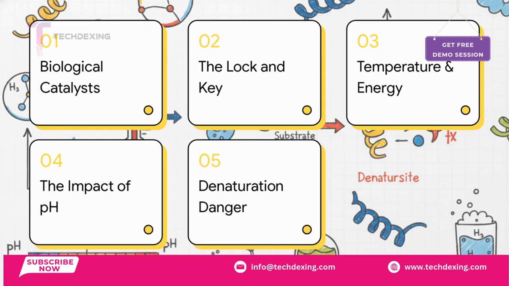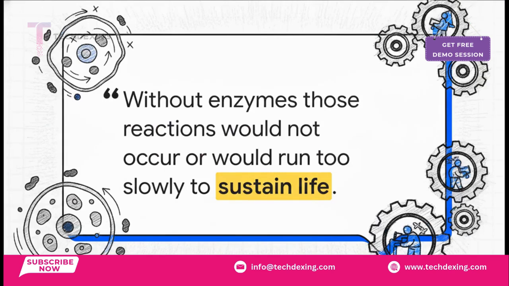We'll start with the biological catalysts, then unpack the lock and key mechanism. After that, we'll explore temperature and kinetic energy, look at the impact of pH, and finally discuss the danger of denaturation. But before we get into the heavy technical mechanics, just consider this ultimate high-stakes reality. Without these highly specialized workers, your cellular factory literally crawls to a halt. And life? It's simply impossible.